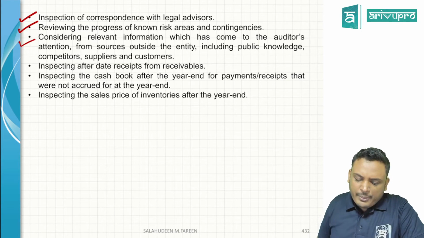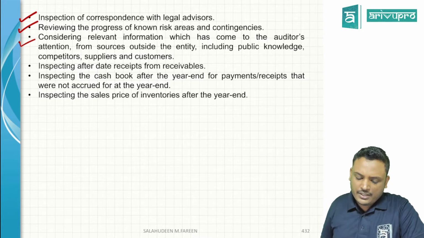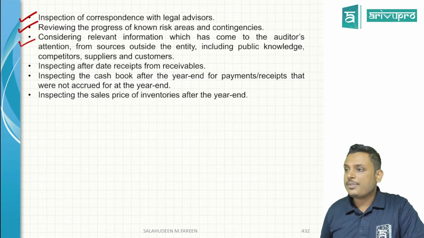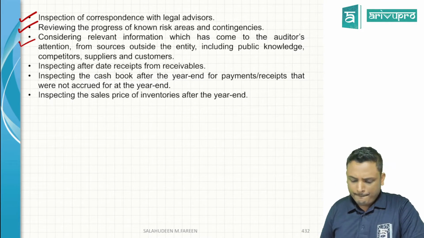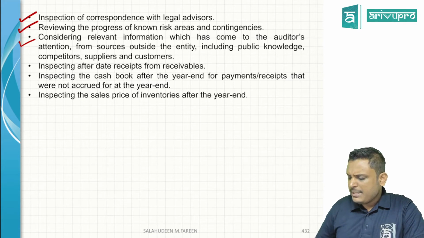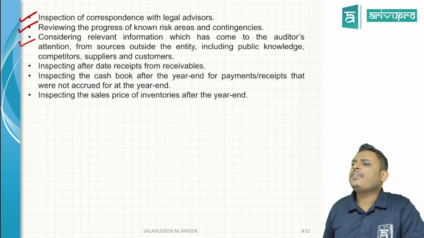Considering the relevant information which has come to the auditor's attention from sources outside the entity, including public knowledge, competitors, suppliers, and the customers. Outside information, public information. Not only risk areas; both business risk and audit risk need to be assessed.